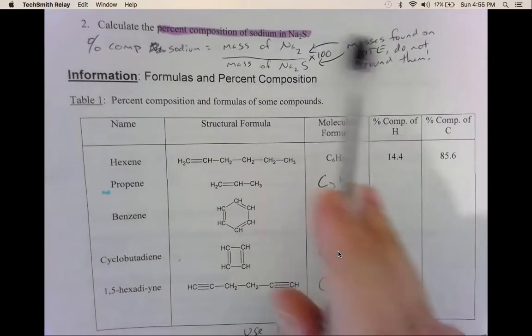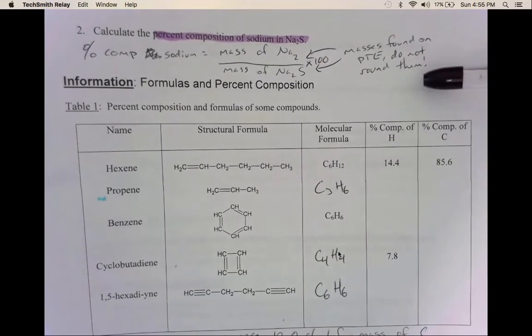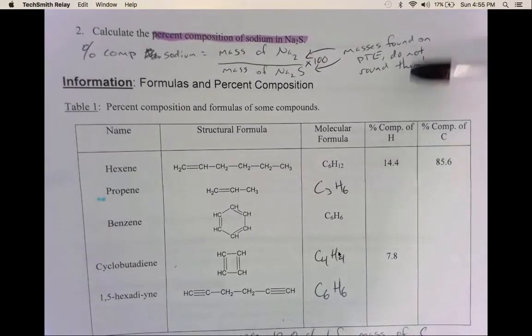Remember, all of your masses are found on the periodic table. When you are using masses, if they are not given to you and you are finding them on the periodic table, do not round them. You have to use all the decimal places to make sure you get accurate numbers.